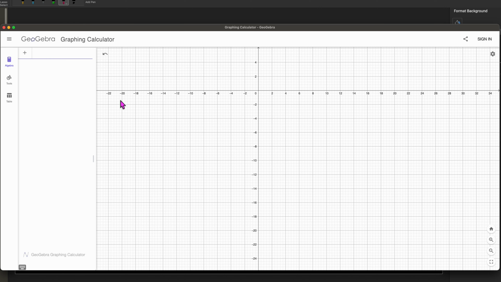Now I'm going to insert a quadratic equation in. So it's y equals x squared minus x, right? And minus 12. Okay, good. So by using the GeoGebra app, they immediately give you the graph.